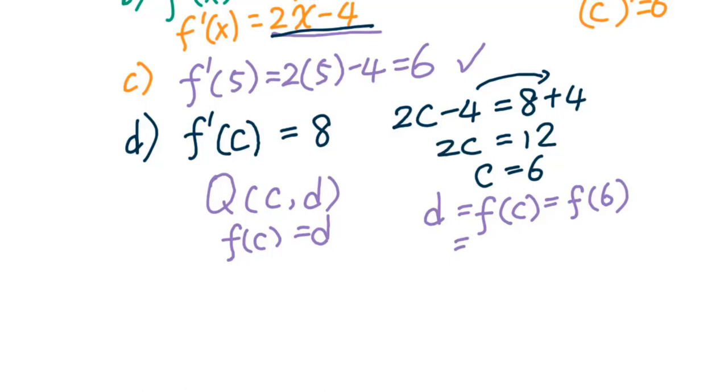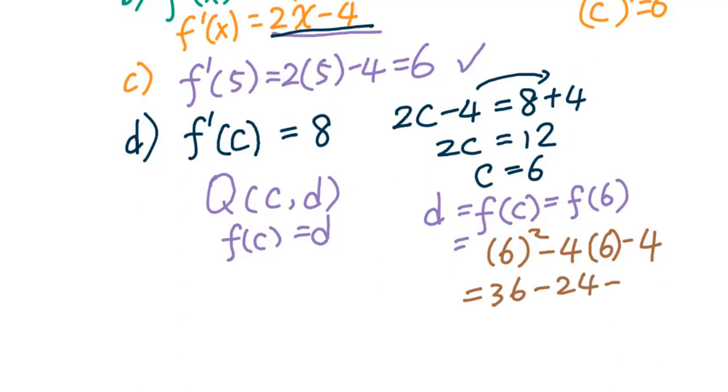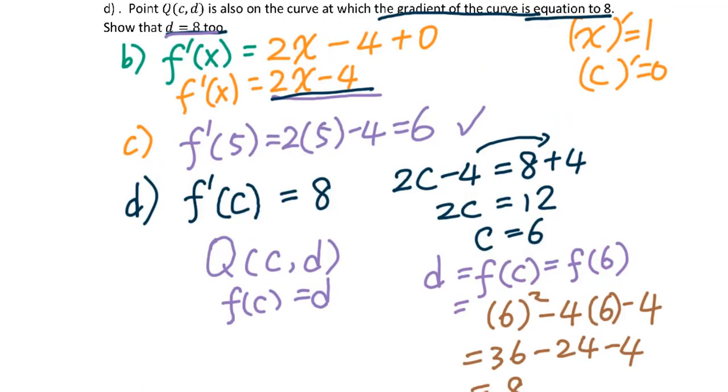That is 6 squared minus 4 times 6, then minus 4. So you get 36 minus 24 minus 4. You will get 8. In the IB exam, whenever you see "show that", you have to show all the steps, how you get that answer.